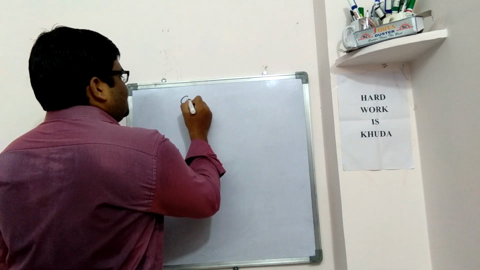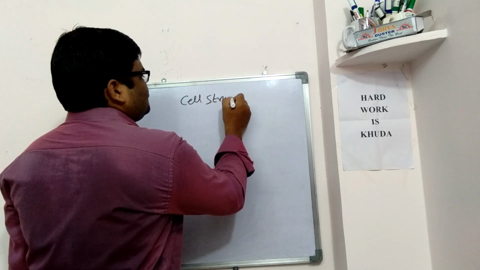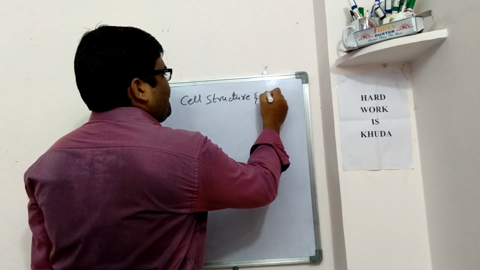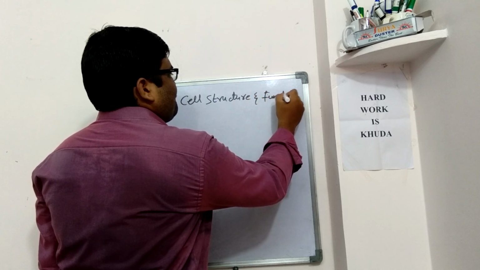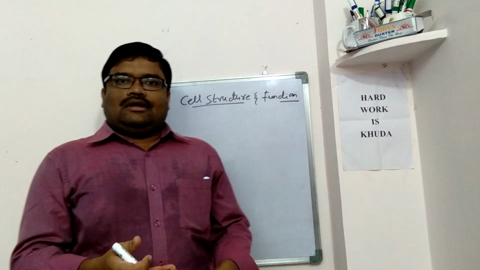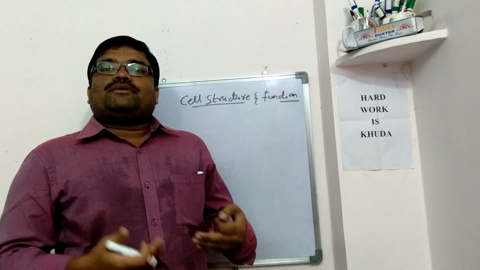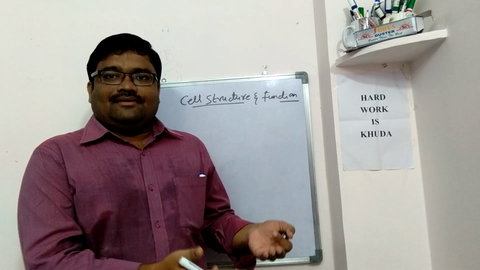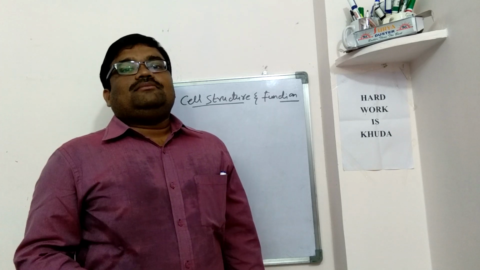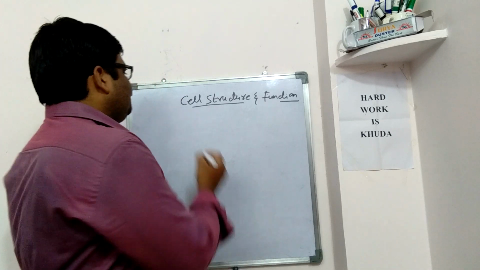In the last class we discussed certain aspects of cell structure and function. We discussed different aspects of prokaryotic and eukaryotic cells, different aspects of cell organelles with respect to the eukaryotic cell, and biomolecules as well. Then another sub theme under cell structure and function is cell cycle and division.